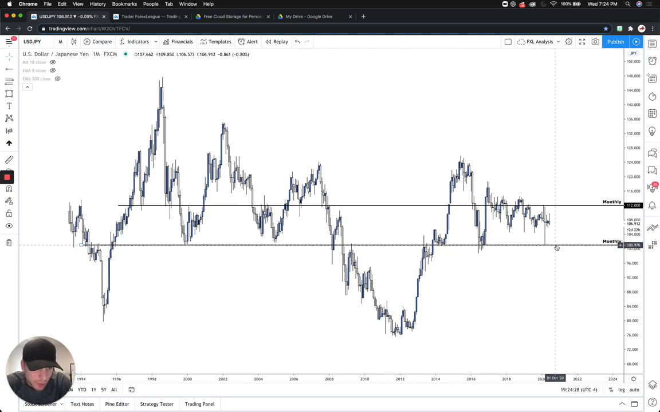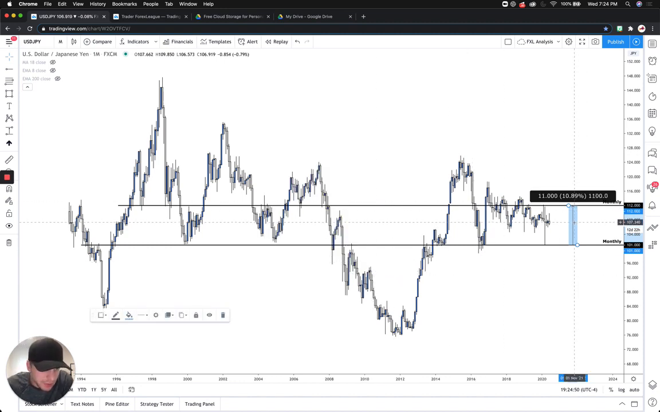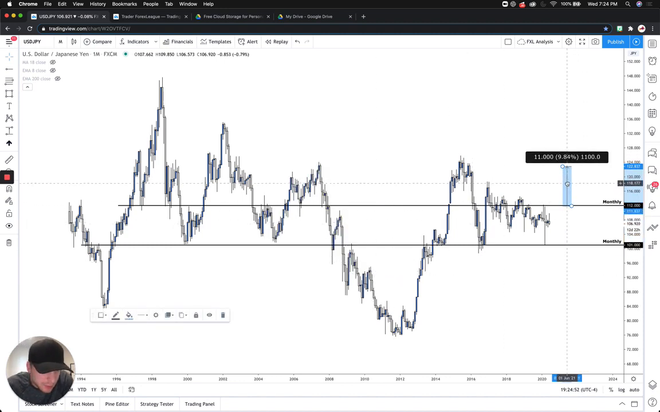Okay, so now that we've done that, we want to go ahead and find the price range tool, measure this, see where we're at. 101 flat. Let's just do this actually. 101, and this is 112, right? 111.12 rather. Okay, so we're about 1,100 pips. Good, not bad, not bad.